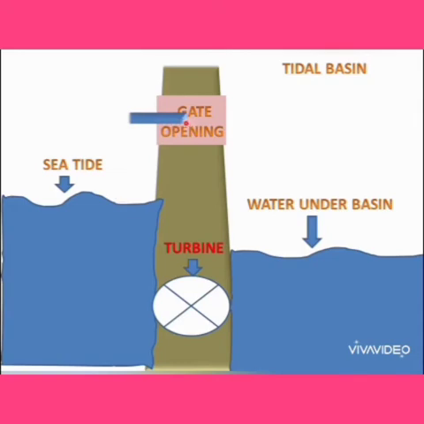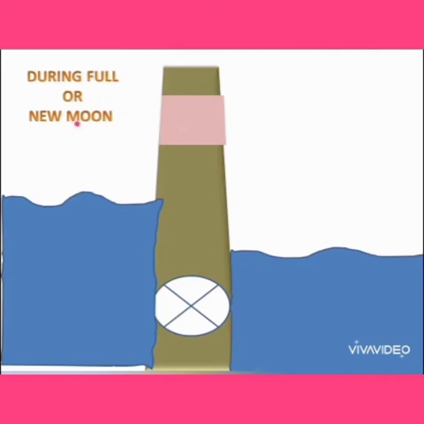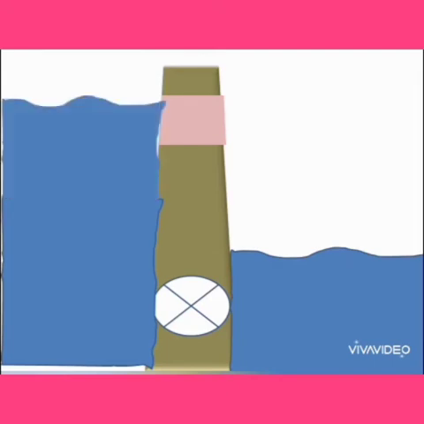During full or new moon, the moon will attract the sea tide and the sea goes to higher tides, and the higher tide will go through the gate opening and collect in the tidal basin. Now we will see the working. What will happen? The higher tide will go through the gate opening and be collected in the tidal basin.